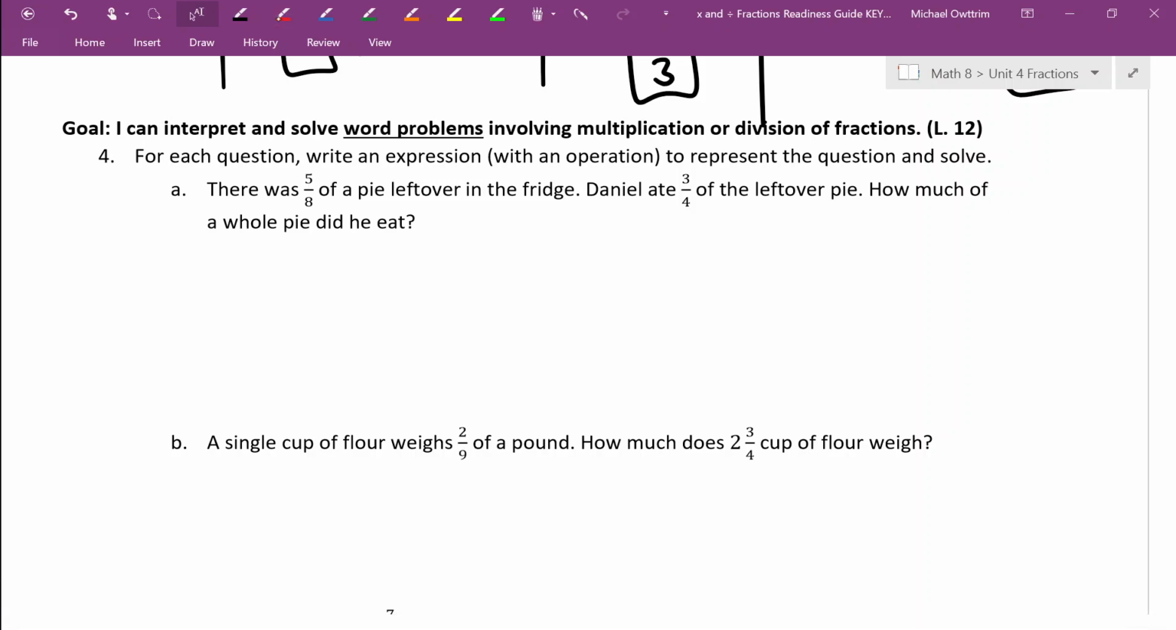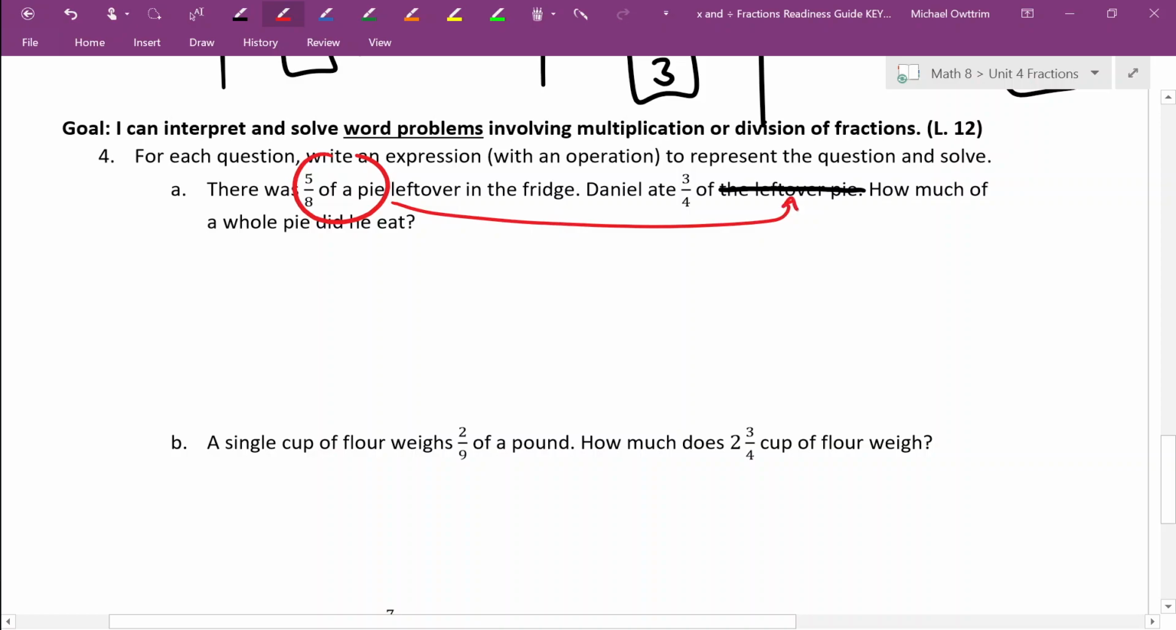So in question A, we've got there was 5/8 of a pie left over. Daniel ate 3/4 of the leftover pie. Well, we're going to go ahead and cross out our leftover pie and fill in what we know about that. That leftover pie is 5/8 of a pie. So we want to find 3/4 of 5/8. And of course, "of" is a word that means multiply. So this is 3/4 times 5 over 8.